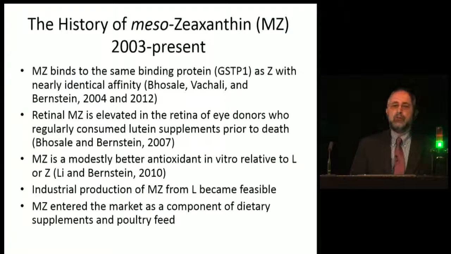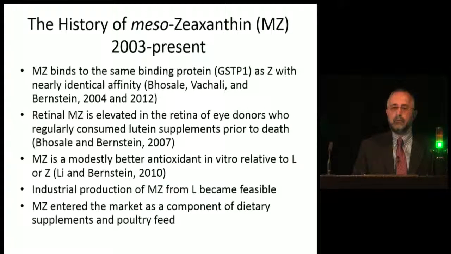We, in my laboratory, were able to discover that the binding protein for zeaxanthin was GSTP1, and we found that GSTP1 has equal affinity for zeaxanthin and mesozeaxanthin. They're essentially indistinguishable to the binding protein. Both of them bind at high affinity. And we also found that retinal mesozeaxanthin is elevated in the retinas of eye donors who regularly consumed large amounts of lutein supplements prior to death. This is consistent with some of the talk we've heard before about lutein probably being the precursor for mesozeaxanthin that's naturally found in the retina.